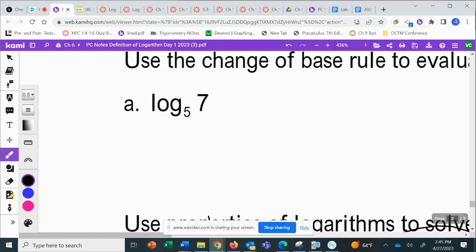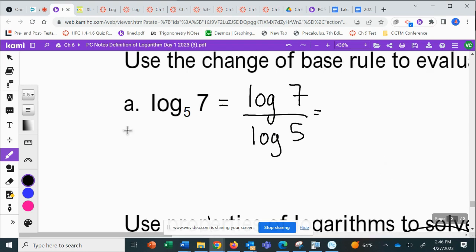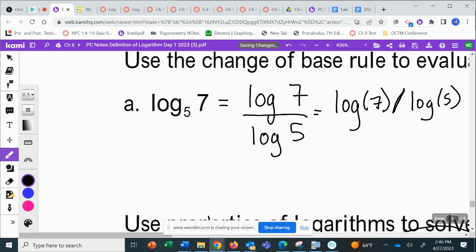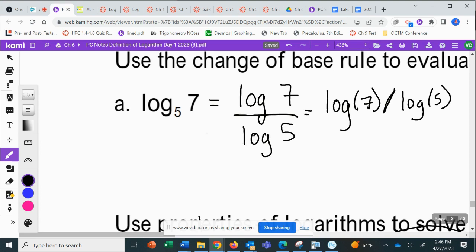So how it works on every calculator is you're going to type in log 7, and then you're going to divide that by log 5. So that's the log button, the log that is base 10, 7 divided by log 5. So right now in your calculator, type log 7 divided by log 5.